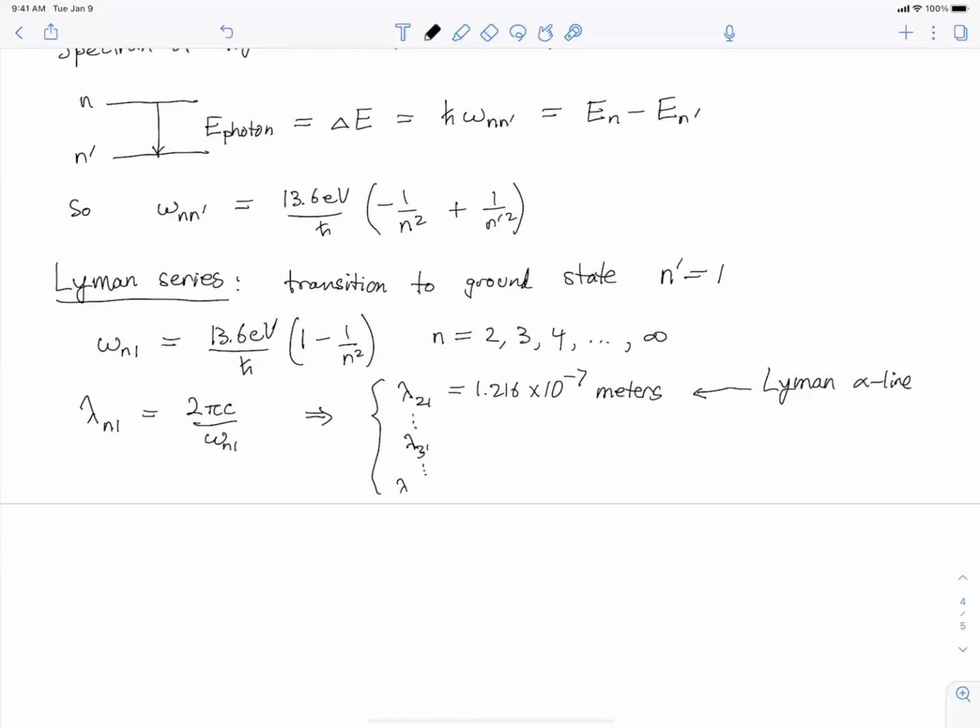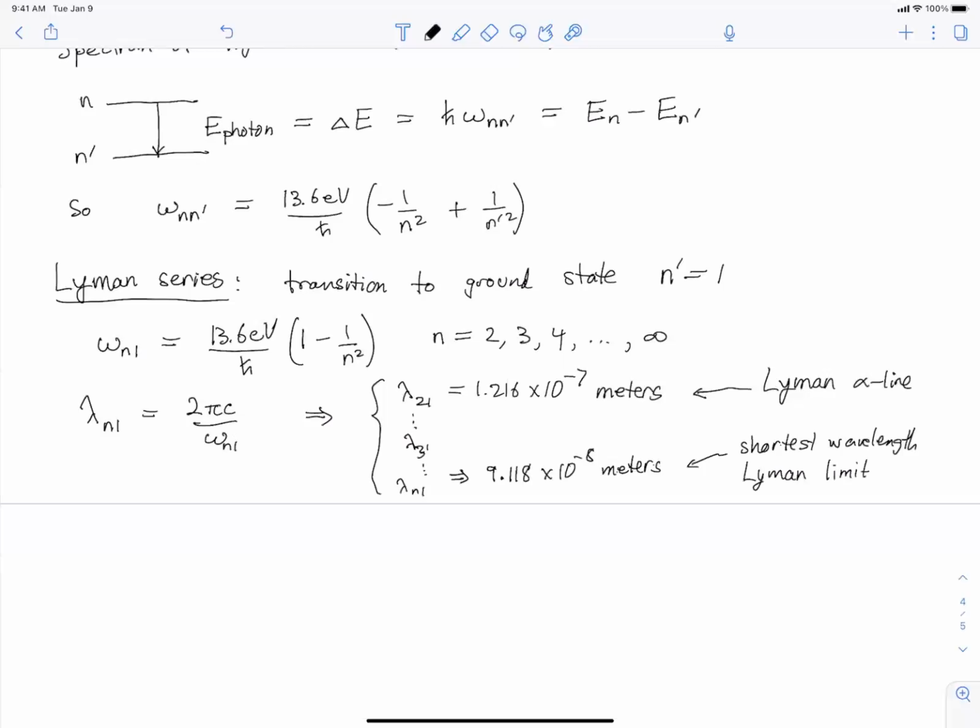But the shortest the wavelength can be, the limit when n is very large, is 9.118 times 10 to the minus 8 meters. So that's the shortest wavelength. This whole series of transitions is known as the Lyman series. And so this is the Lyman limit. It's the shortest wavelength, or the most energetic photon, that you can get from transitions in atomic hydrogen.